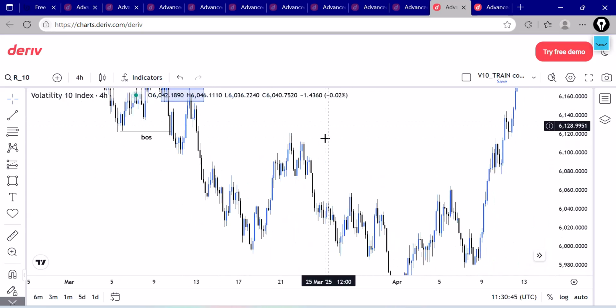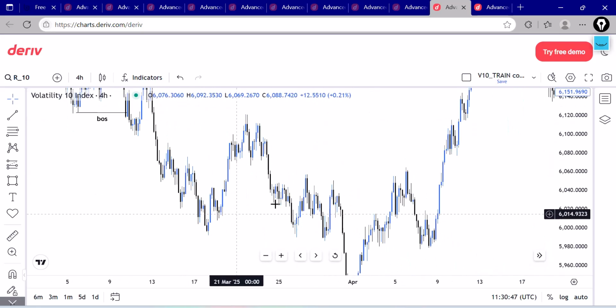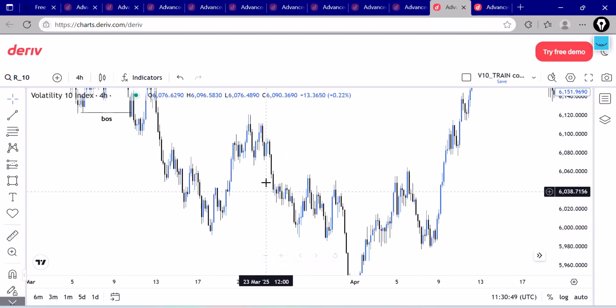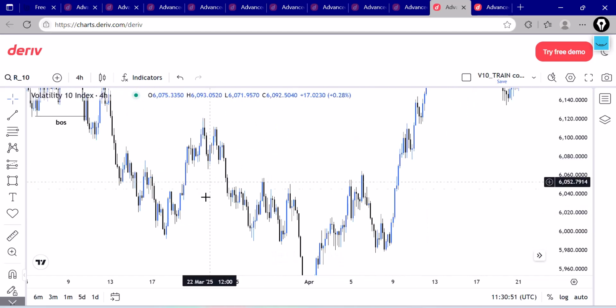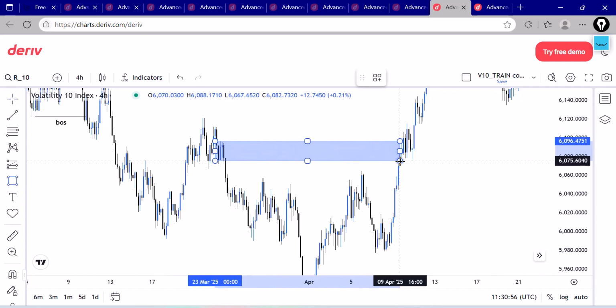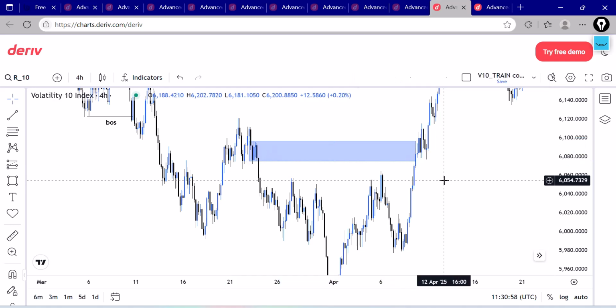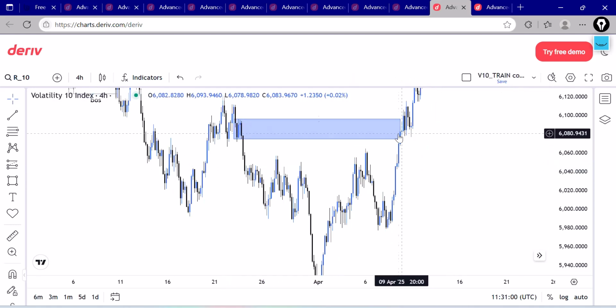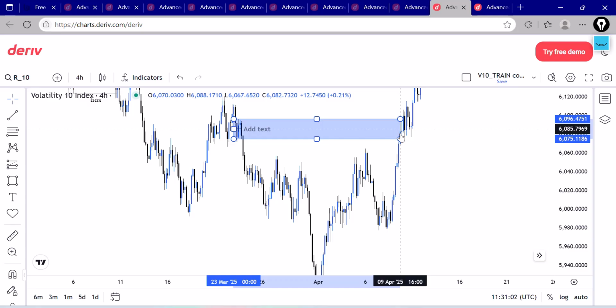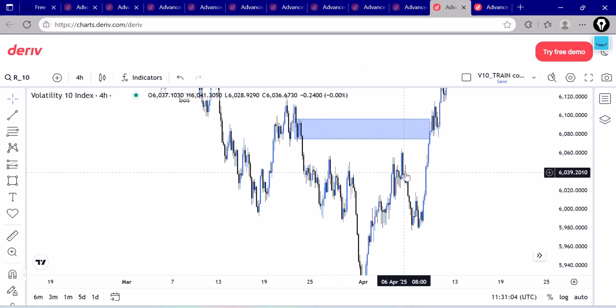So let's look out for another supply zone. Okay, now this would have been a valid supply zone, but it didn't hold. So it happens like that at times. Like I said, it's not 100%, but more often than not, it will happen.